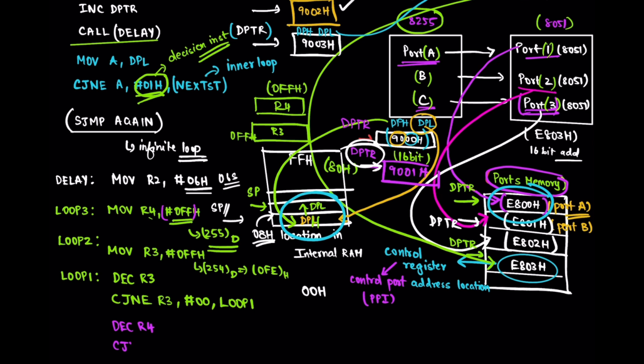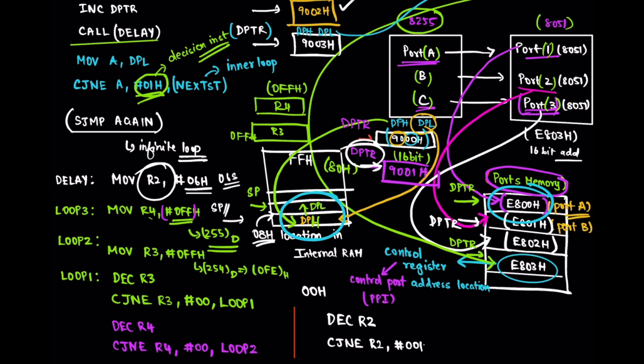And then we are going to compare R4 with 00, and if they are not equal, I will jump to loop 2. So R4 and 00H are compared. If R4 is equal to 0, it is going to continue forward, or else we are going to jump back to loop 2 here. So once R4 becomes 0, we have to decrement R2. So decrement R2, and we are going to compare R2 with 00H, and if they are not equal, I am going to jump to loop 3.